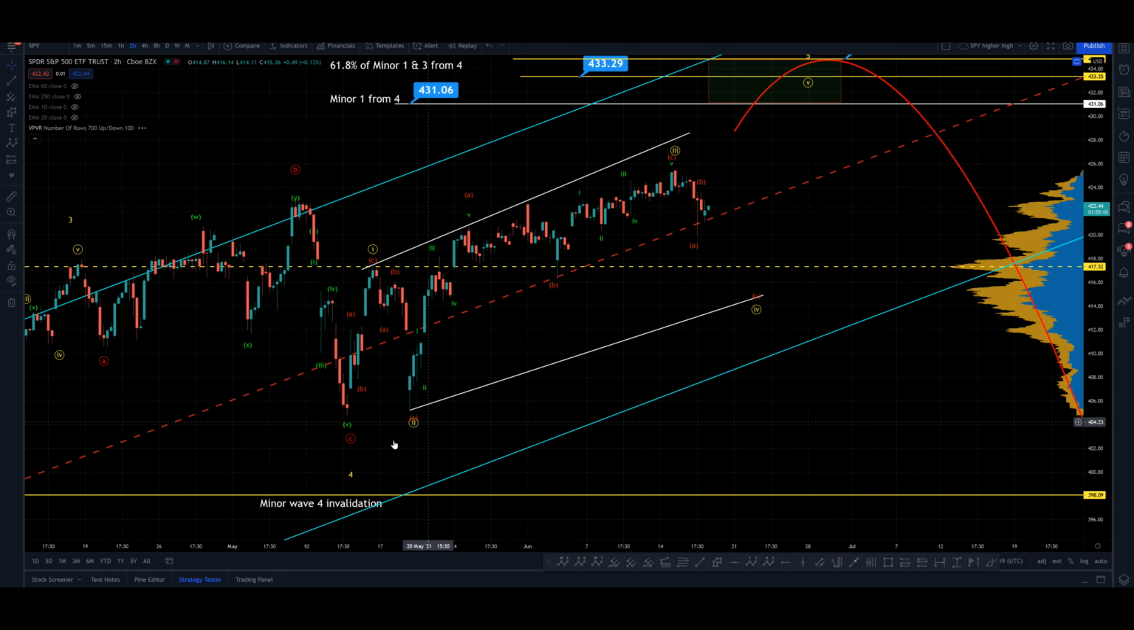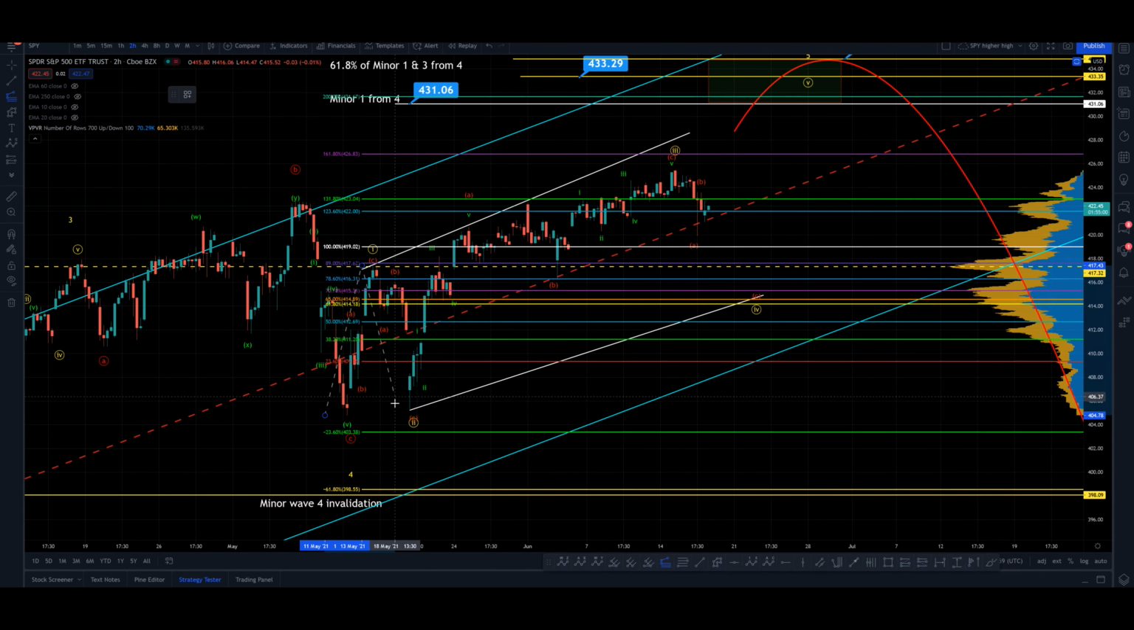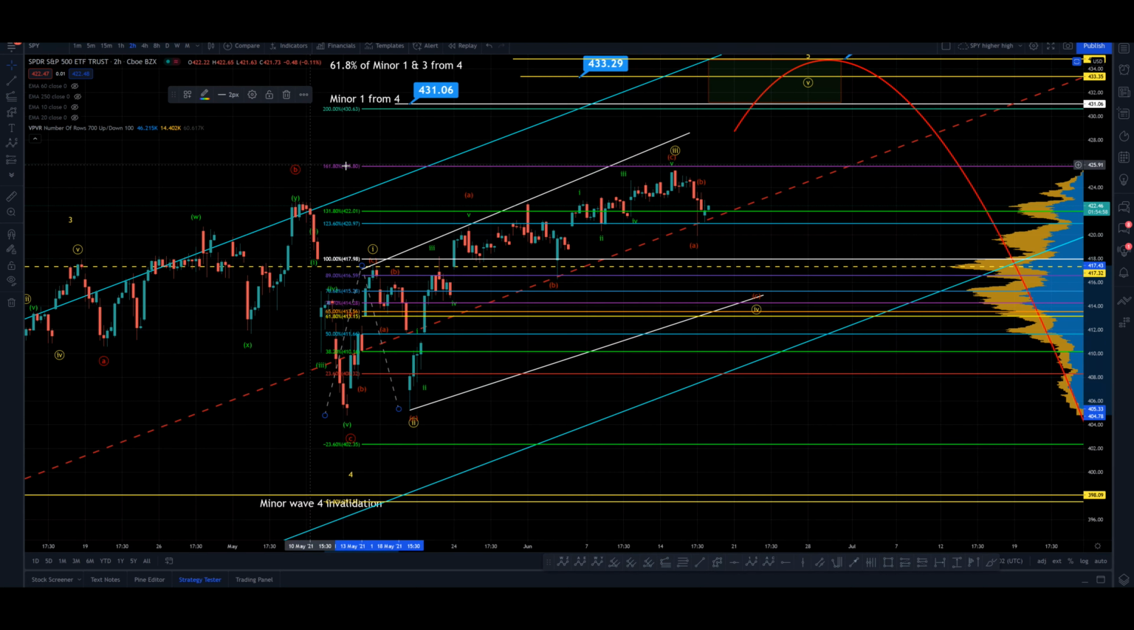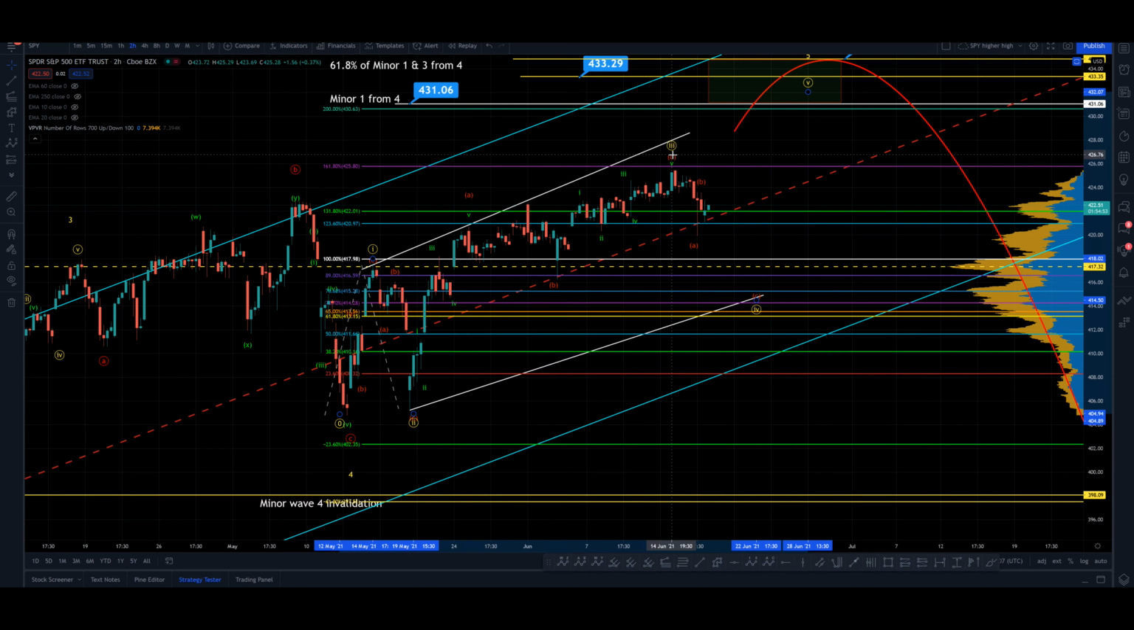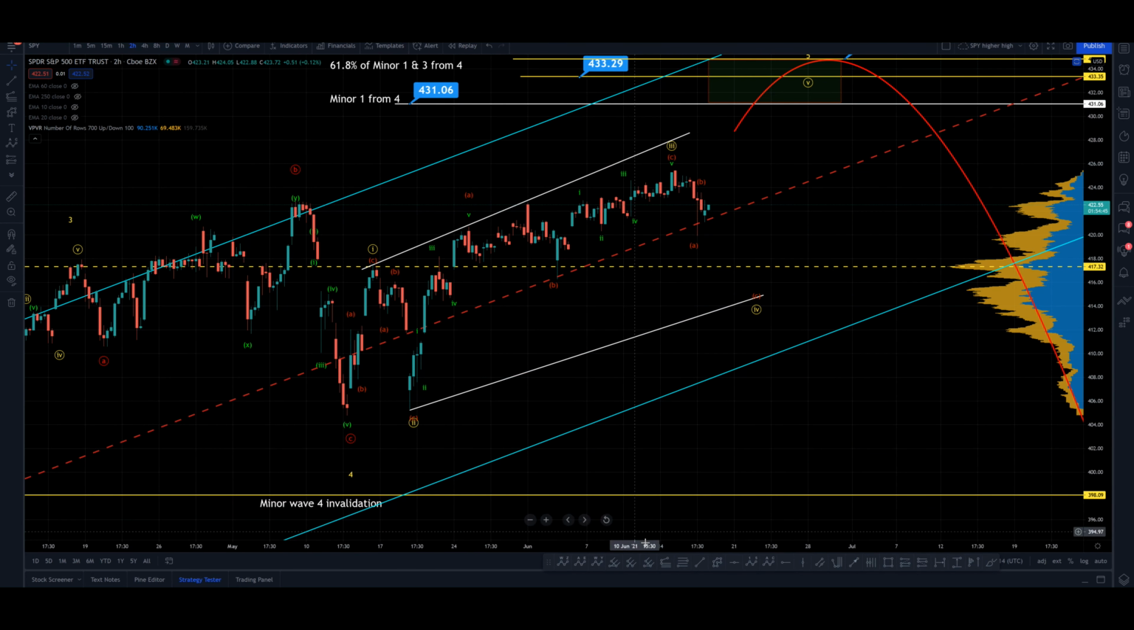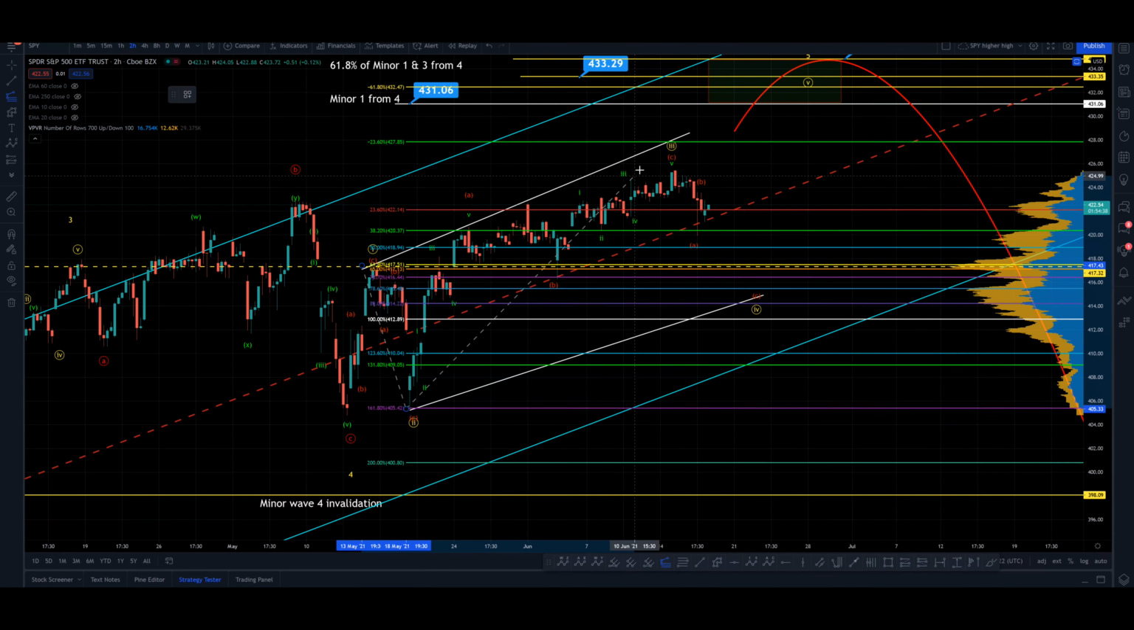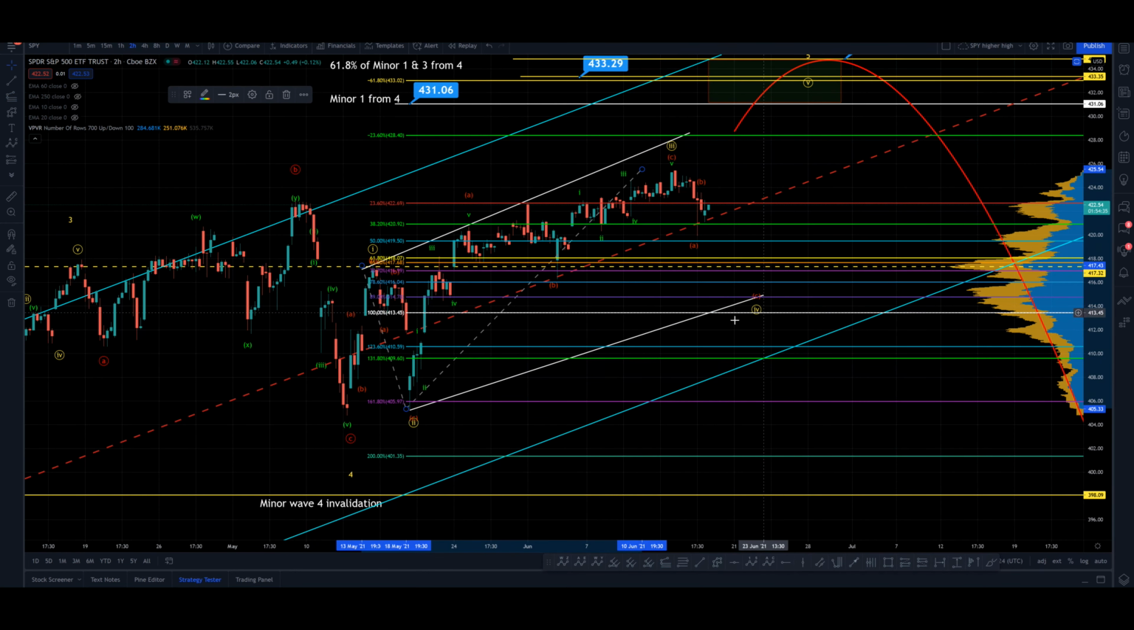So going on this, all I've done here really is basically apply the minimum requirements. Okay, so here's our 1, here's our 3. Our 3 comes to the 161.8 pretty much, which is a nice target for a 3 in an impulse or in any motive. It's longer than the 1, that's cool. And then we've got our 2, so now we've got to take the length of our 2 and project it down from our 3 top to find that we are deeper than 100%.